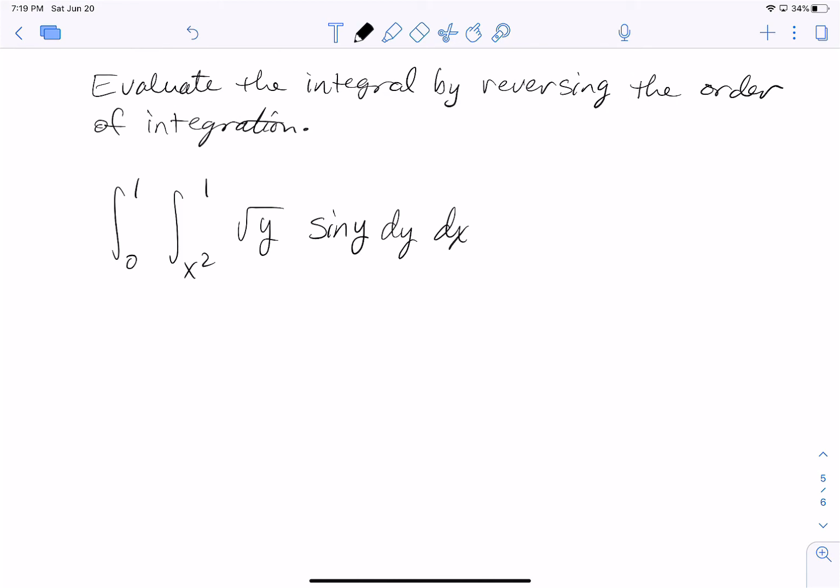I'd like for you to take care of this one. Evaluate the integral by reversing the order of integration. We have the integral from 0 to 1 of the integral from x squared to 1 of the square root of y times the sine of y dy dx.